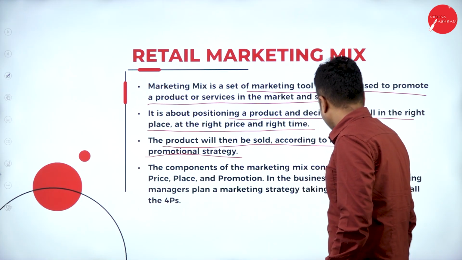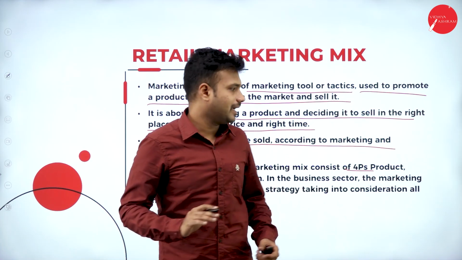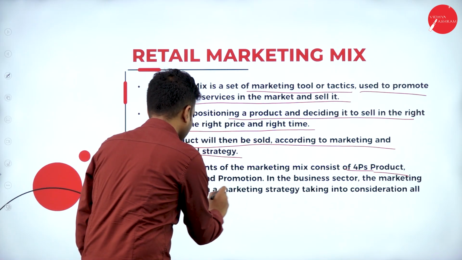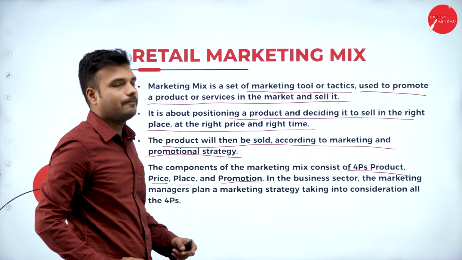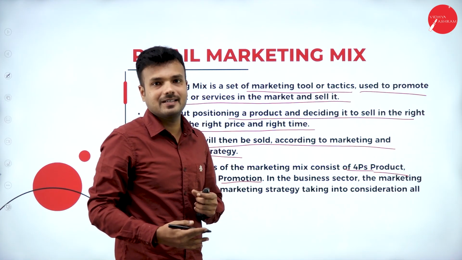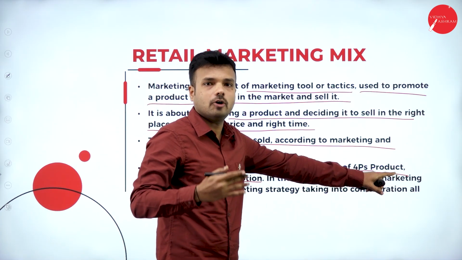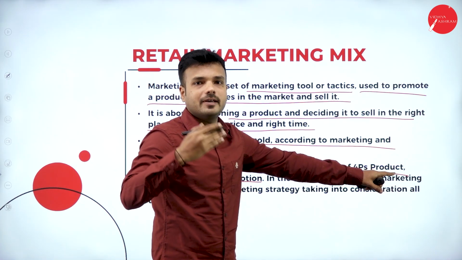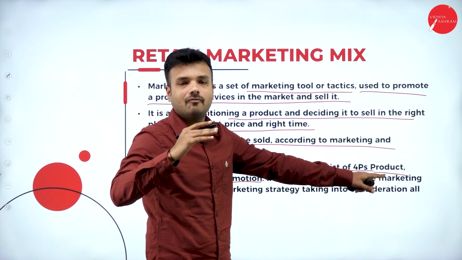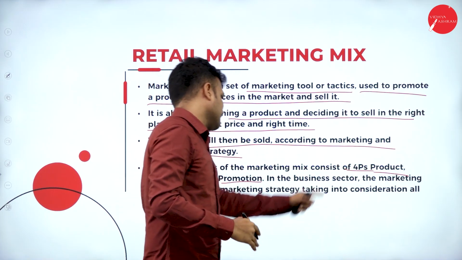The components of the marketing mix consist of 4 P's: product, price, place and promotion. These 4 P's play a vital role in the marketing of every product or service. Product is a very important P. It is about what kind of product or service the entrepreneur is going to offer to society. It is a decision-making process: what to manufacture and how to make the product or service available to the customer. That is product.